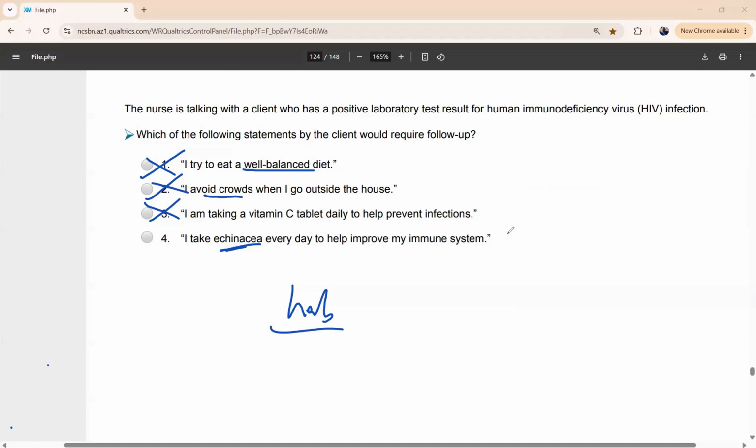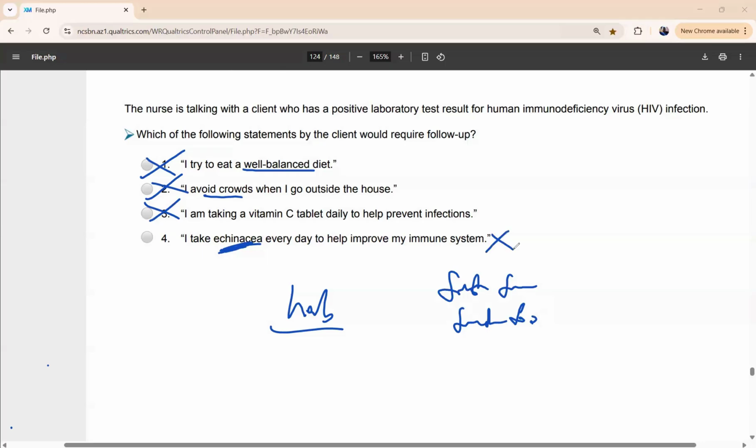For HIV or any immune problem, we don't want to expose them to herbs. We don't want to expose them to fresh fruit or fresh food. We want to expose them to washed fruit that you have washed, right? You also want to expose them to very cooked vegetables. You want to expose them to very cooked food, not fresh food, fresh fruit, red flag, or herbs, red flag.